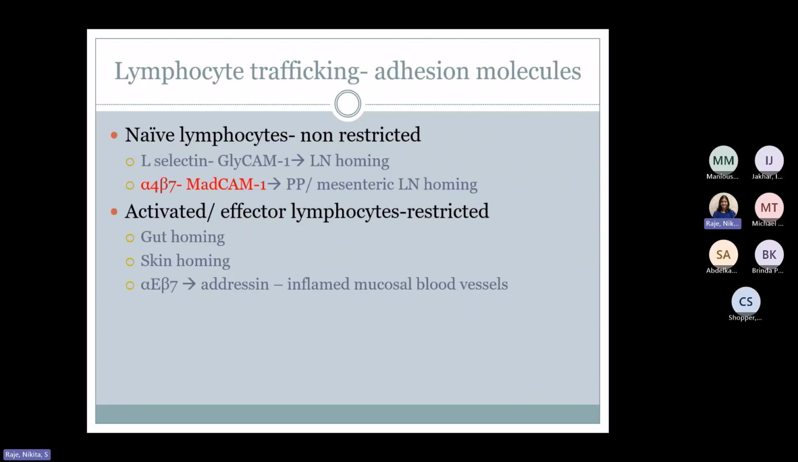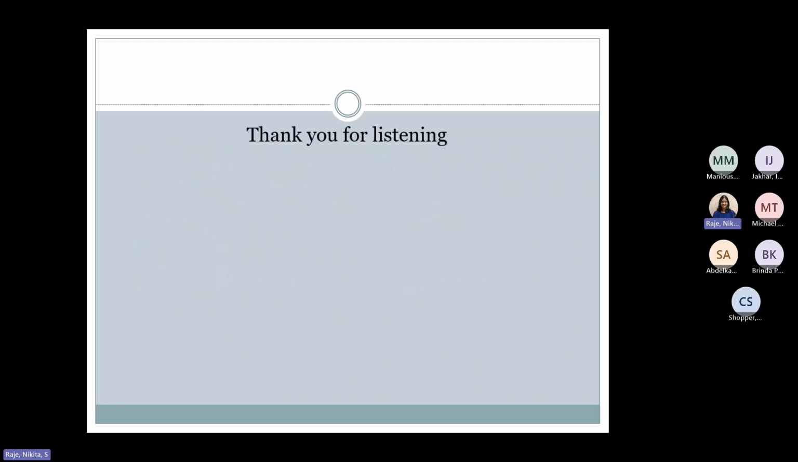Compared to naive T cells, activated or effector lymphocytes have restricted movement, which means that cells that got activated in the gut will home back to the gut or the skin where they got activated. Those lymphocytes will go back. They have restricted movement going back to the skin. And so there are particular adhesion molecules that will help to do that. For inflamed mucosal blood vessels, the different adhesion molecules that are important are alpha E beta 7, and that interacts with different addressins. All right, that's the end of chapter 6 and 7.